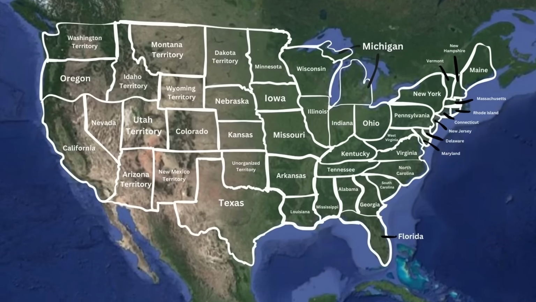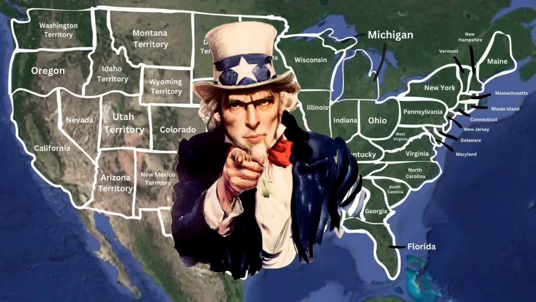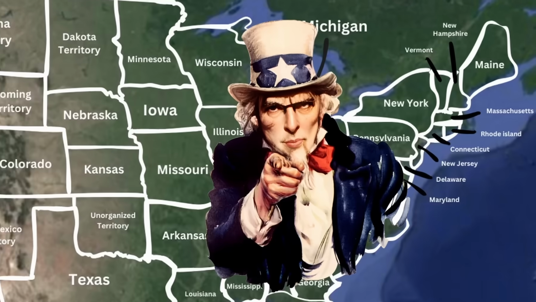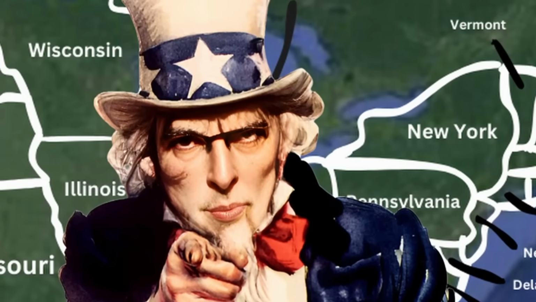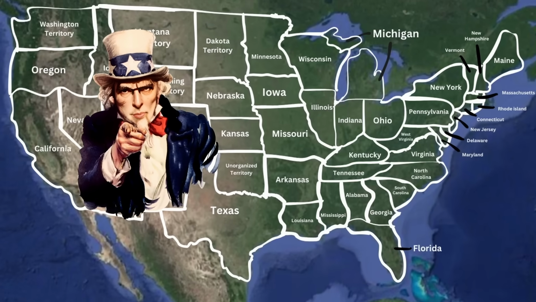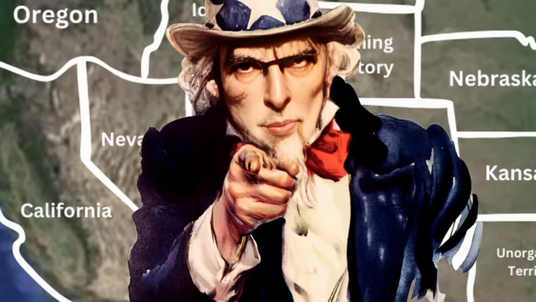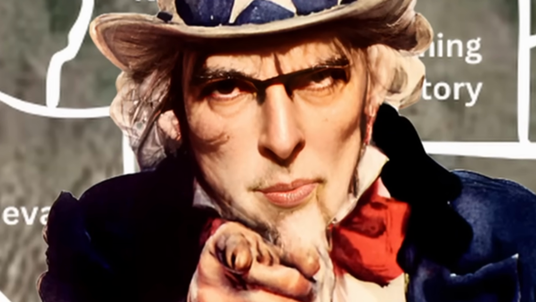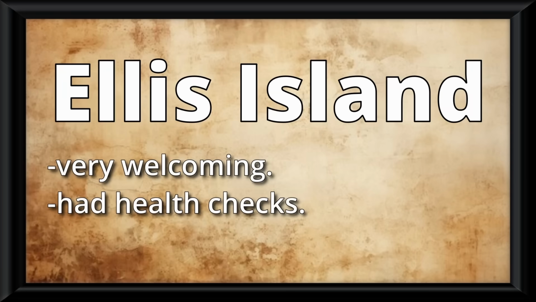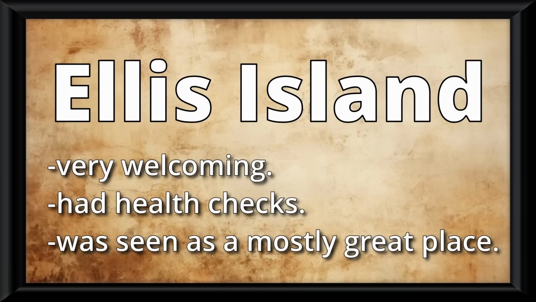So let me quickly explain something. If you're an Uncle Sam American in this time period with your own twisted racial beliefs, on the Ellis Island side, of course you're gonna want the lovely, hardworking, mostly white Europeans in America, because they will create a better society. But those Asians on the Angel Island side, so yeah. What I mean is that, in this time period, Ellis Island was known as very welcoming, it even had health checks, and was seen as a mostly great place.